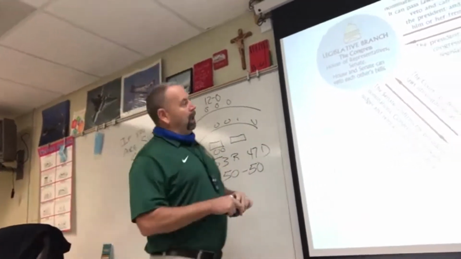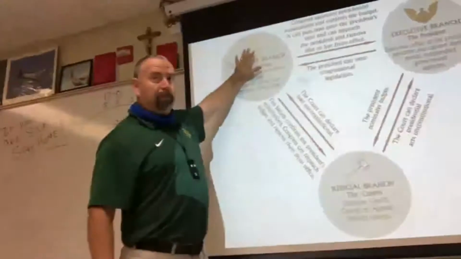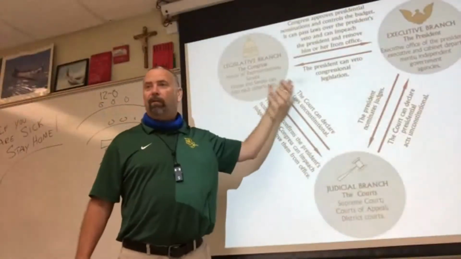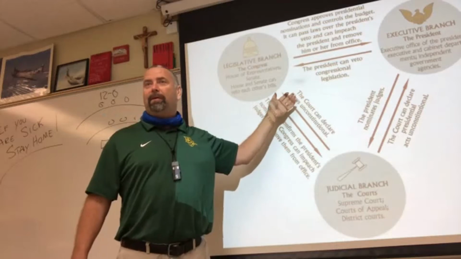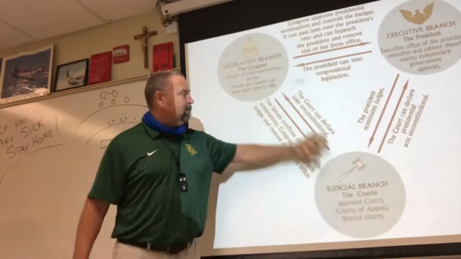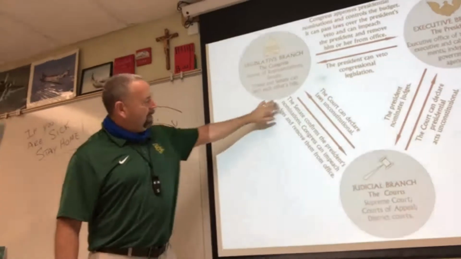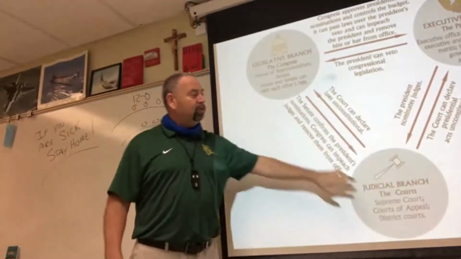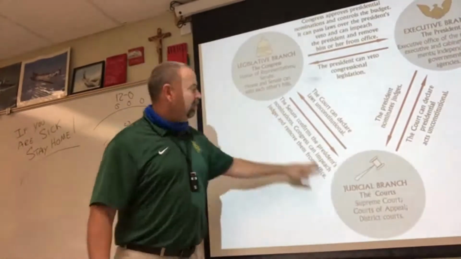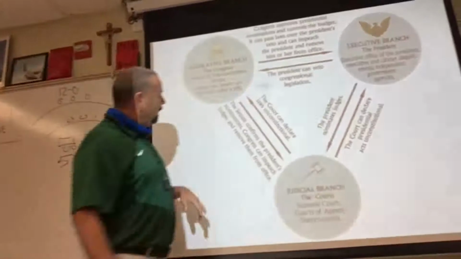Okay, what else we got here? Congress can pass a law, and you guys know this, right? The court can declare the law unconstitutional. You guys know that. And then the Senate has to confirm. The president gets to pick these people, right? And the Senate has to approve them. We just talked about that.